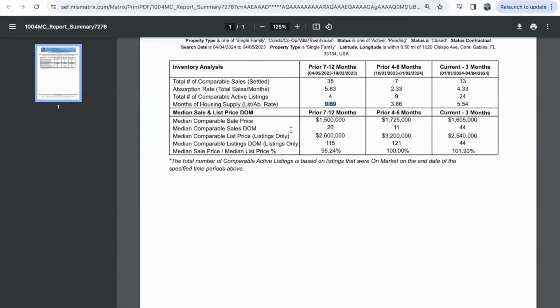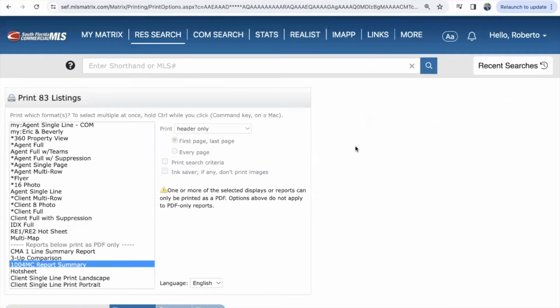So presenting this, you give your seller or buyer an idea of how the market is behaving, allowing them to set the right price for their property, whether they're selling or buying and making an offer. All right, guys. The reason why I wanted to show you how to use the MLS and do my own property is so you know the steps that we need to take to run a proper CMA using the MLS.